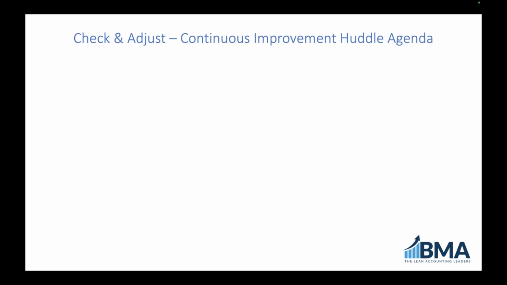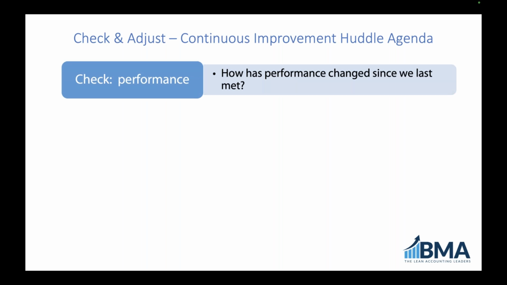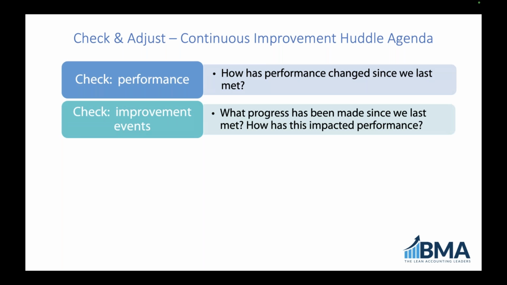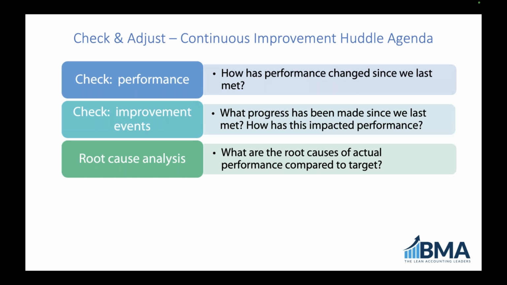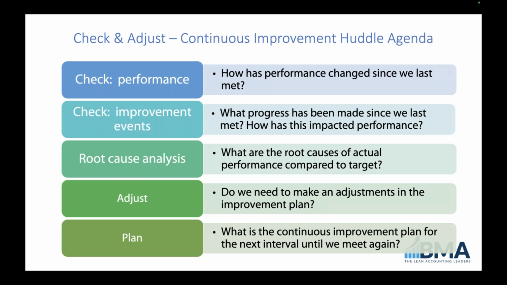The check and adjust, this is the idea of a continuous improvement huddle. So you're checking performance. How has performance changed since we last met? That's what your lean process improvement measures tell you. What progress has been made in terms of the improvement events? How has this impacted performance? You're studying the overall impact of improvements. You're comparing the current measure to some target. And so what are the root causes of why it is at actual compared to the target? What adjustments do we need to make to our improvement plan? And what is the continuous improvement plan for the next interval until we meet again?